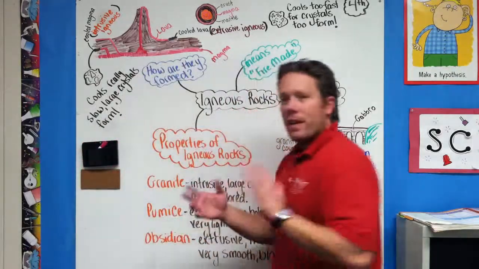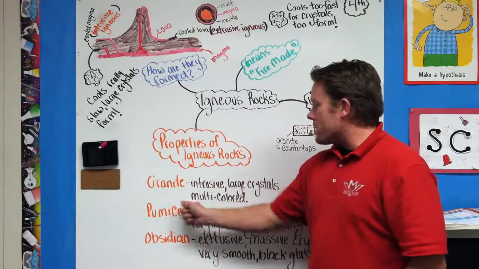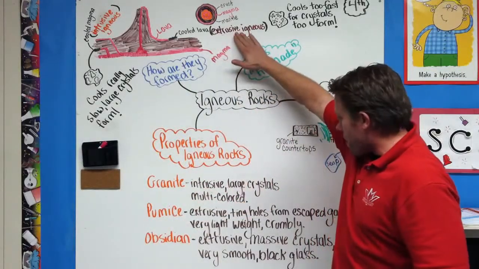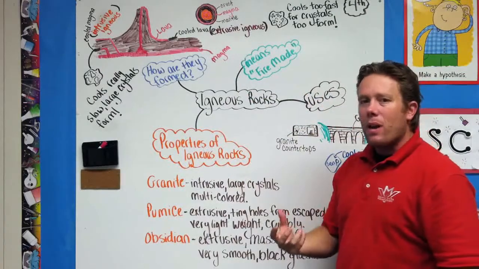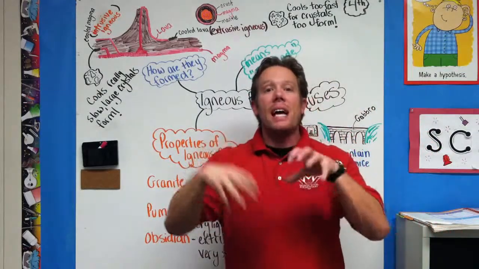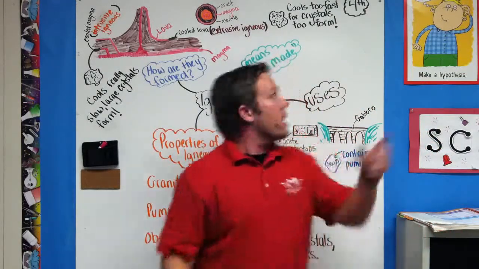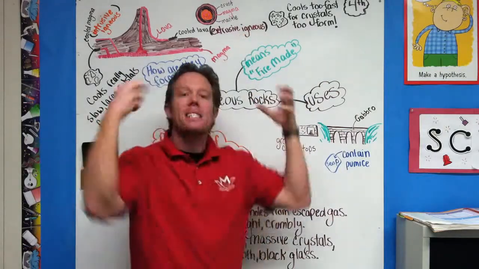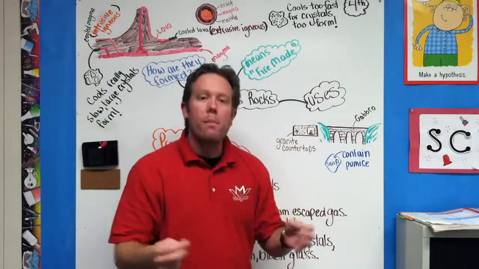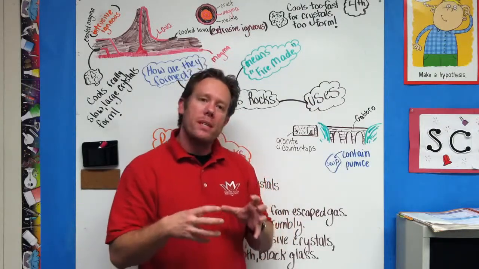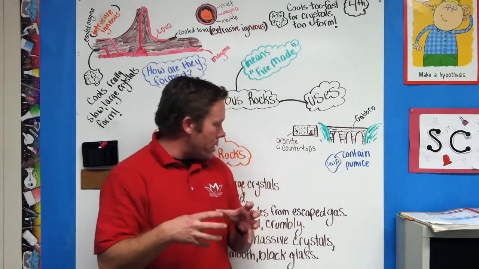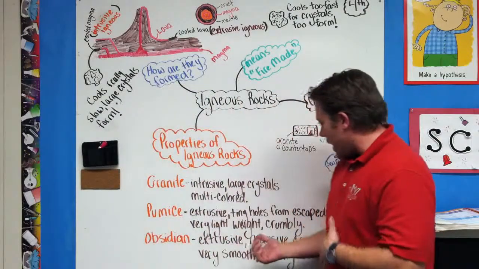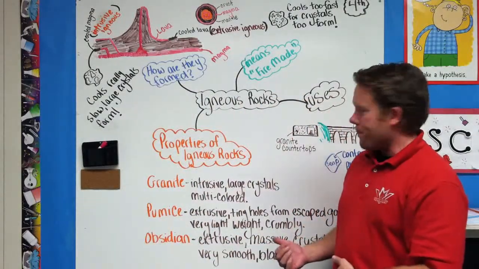Some other properties of igneous rocks here. Pumice is an extrusive igneous rock. It's very lightweight, it's kind of deceiving, and it has a bunch of holes in it. Because once it came to the top and it cooled really rapidly, gas came out of this rock, and so it made little holes all over the place, and it kind of looks like a sponge. But it is very lightweight and crumbly.